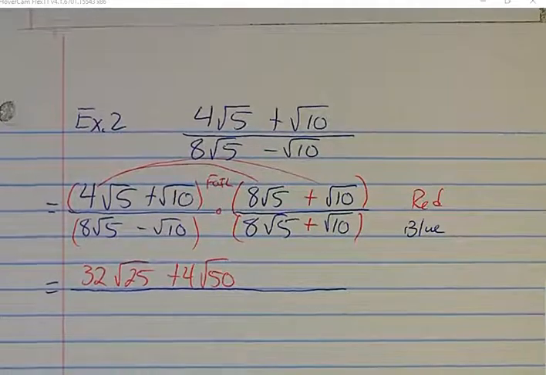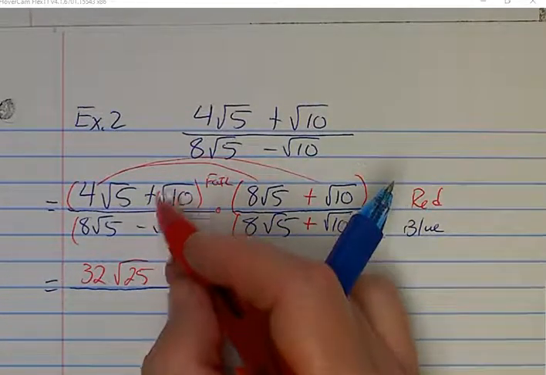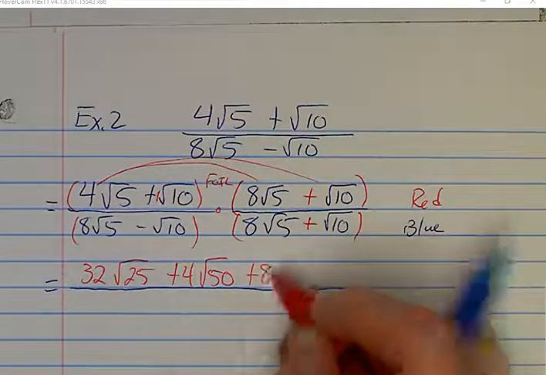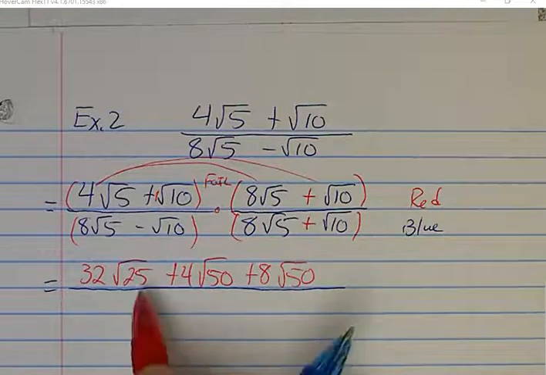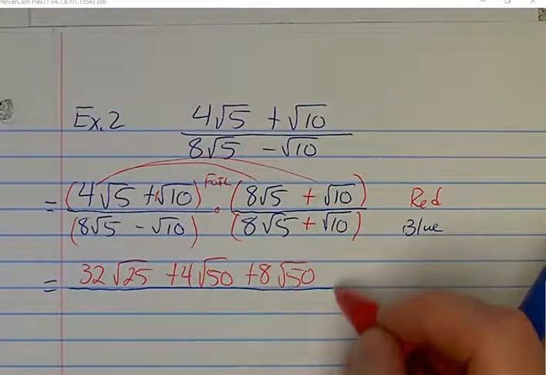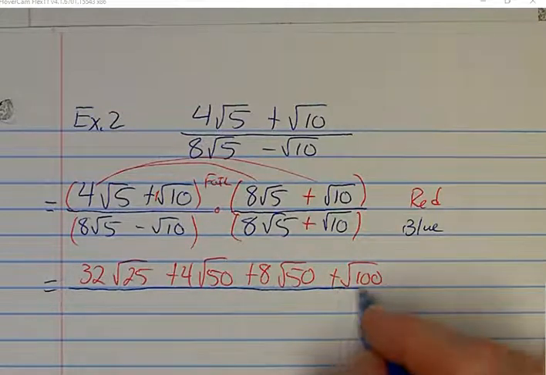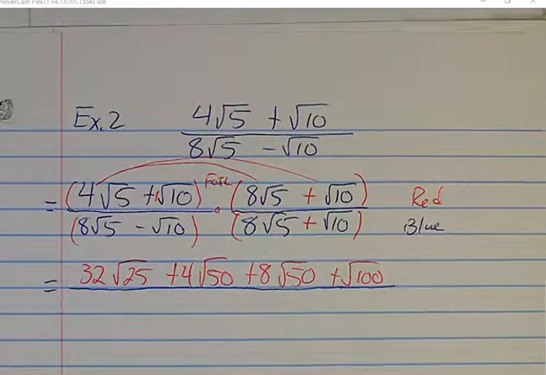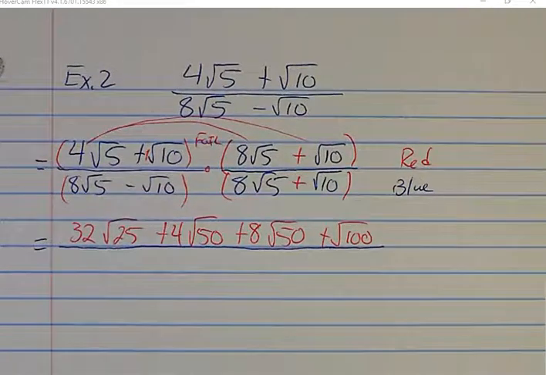Then we're going to do the same thing with the square root of 10. This time it's square root of 10 times 8 square root of 5, so it's basically 1 times 8 for 8, 5 times 10 for 50. And then square root of 10 times square root of 10 would be square root of 100. With this one, because you had to do the full method, there wasn't really a shortcut, just those 4 numbers, and we'll come back and break those down in a second.